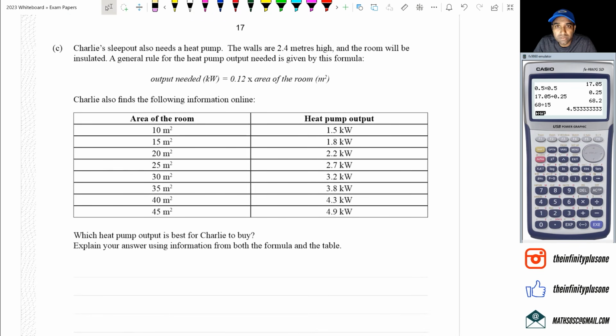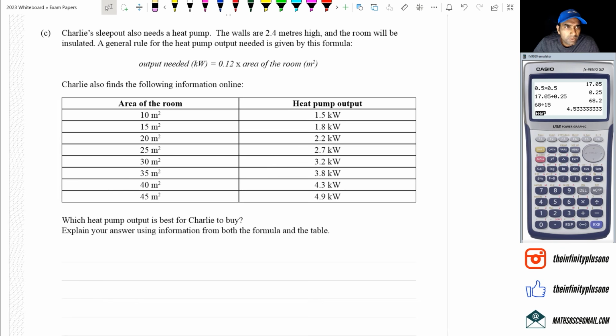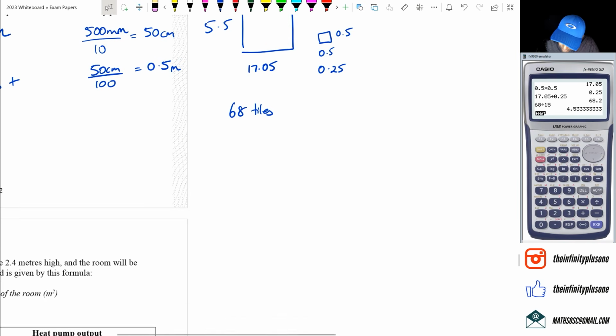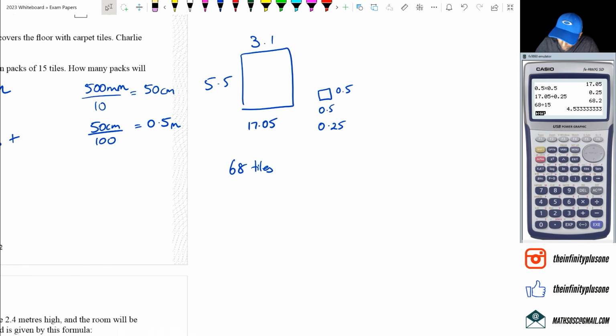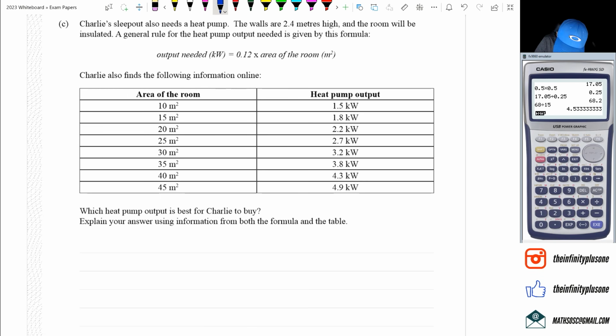Okay, the last question. Okay, so what we do know is that we know the floor area for this. We already worked that out in the previous question, which was about 17.05. So floor area is 17.05. So if it's 17.05, ideally you want to pick the one that's actually the higher one. So we're actually going to go with the 2.2 kilowatt, is it? Ideally, that's what we're looking.